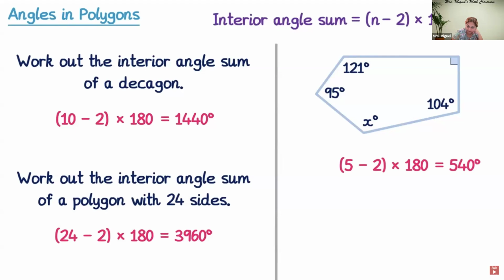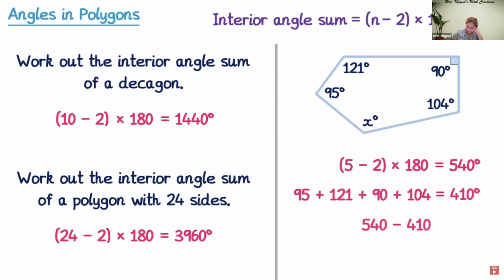Now I can see 3 of them, and we also have one in the top right which is a right angle, and a right angle is 90 degrees. If we add up the 4 angles that we have, 95, 121, 90 and 104, we get a total of 410. But we know that all 5 of the angles must add up to make 540. So if we subtract this 410 from 540, we'll find the remaining angle. 540 subtract 410 is 130. So the size of angle x must be 130 degrees.